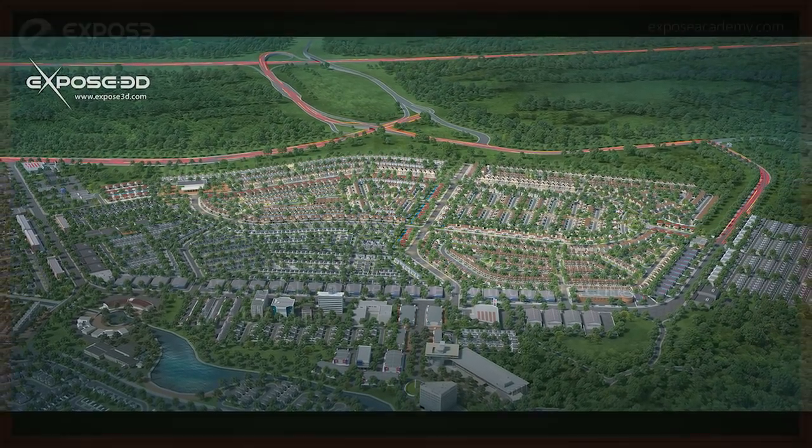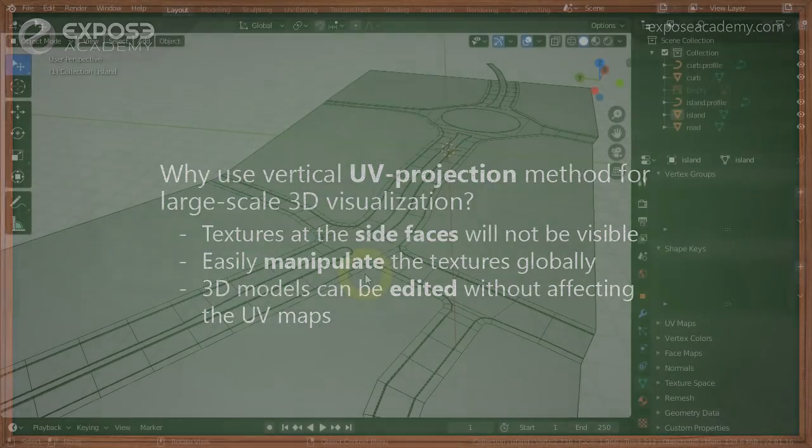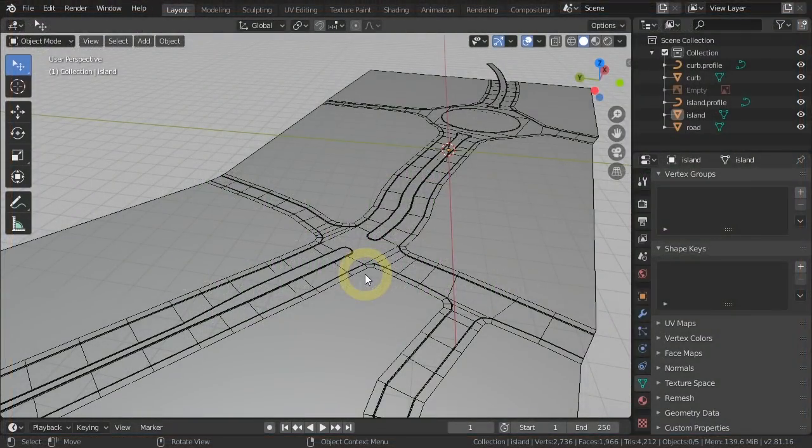What I usually do is just to project the texture vertically using the UV project modifier, because at large scale rendering, you won't be able to see the textures at the side faces anyway. Also, by using the UV project modifier, you can later scale, move, or rotate the texture easily. And also, you can make changes to the model in case of revision without having to worry about destroying the UV map. Now, the UV project modifier will not generate a UV map channel automatically for us, so we need to create them manually for each of the objects.